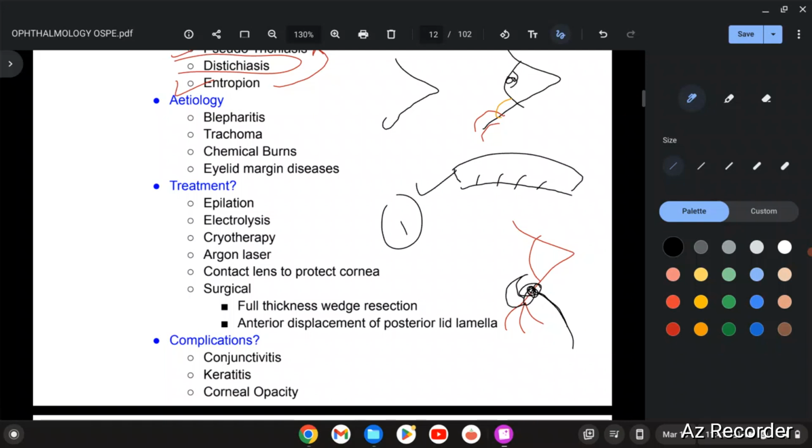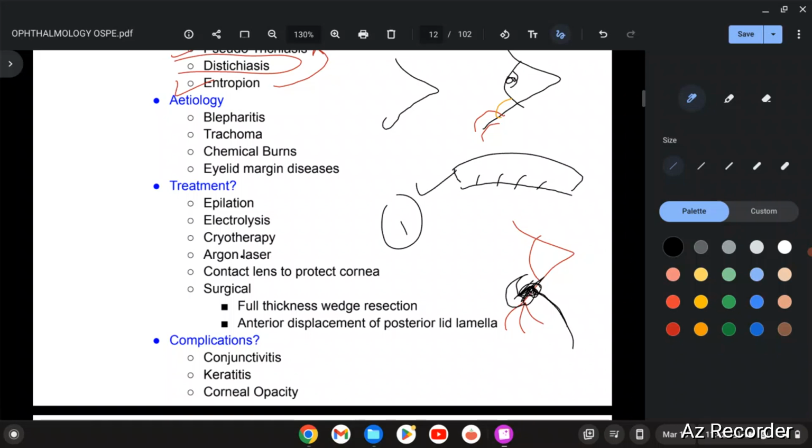And if someone has chemical burns and the chemical burns have affected the palpebral conjunctiva, obviously when healing occurs, there will be fibrosis, and as there's fibrosis, there's contraction, so same mechanism again. And if someone has eyelid margin disease, fibrosis will occur. So yeah, this is simple.